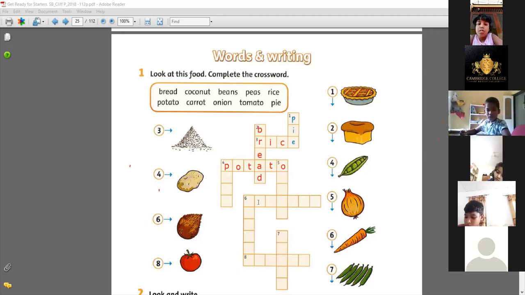Right? Number four. Likewise, you want to fill the gaps. They have already given the words inside this box. Choose the word from the box and fill the gap. All right, let's continue. It's very easy. You can do it very fast, and also it's very easy.